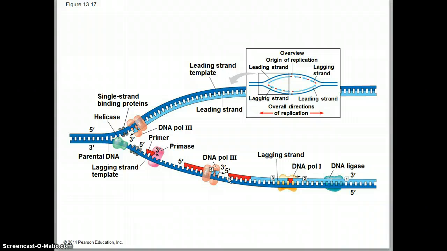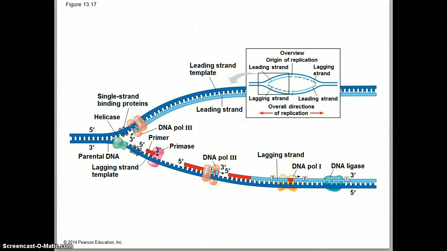And once this is complete, what actually has to happen is DNA ligase right here has to come and put those little fragments together. So it's going to fuse those Okazaki fragments into one continuous piece. So that is basically how DNA is replicated. I recommend that you watch the videos because they can show a little bit better how this works, but we'll talk about this a little bit more next time we meet.